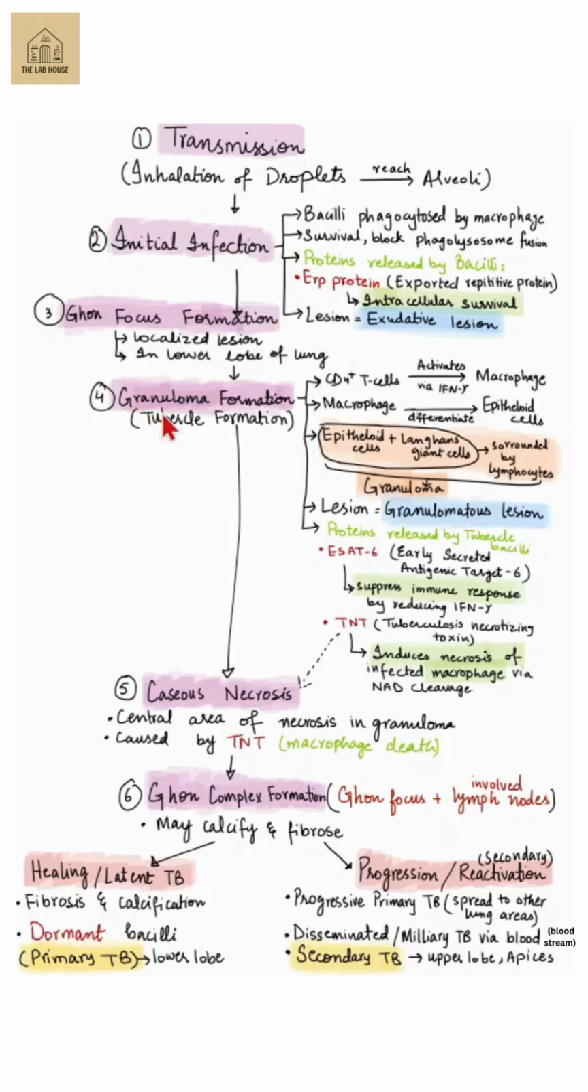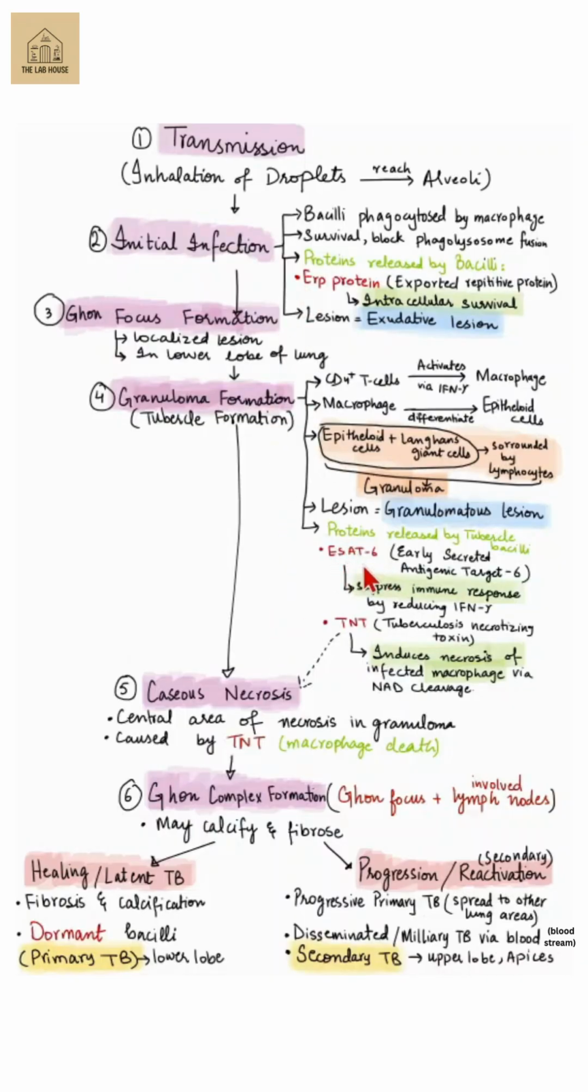Inside the Ghon focus, granuloma formation takes place as the macrophage is differentiated into epithelioid cells with the help of T cells through the signal IFN gamma. So the epithelioid cells which contain the bacilli and the Langhans giant cells, surrounded by the lymphocytes, form a granuloma. The lesion is a granulomatous lesion and the proteins produced by the bacilli at this stage are the ESAT6 protein and the TNT protein. Remember that all these proteins are required for the survival of the bacteria.